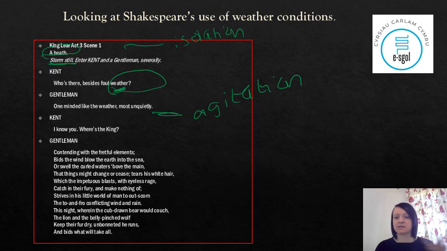Because all we've been told is storm still. All right, that is the revelation that we've had through Shakespeare's stage directions, and that they're on a heath, which is some sort of isolated open land, okay? And it's through the words of the characters that we're actually being able to establish that sense of mood and atmosphere a little bit more, okay?